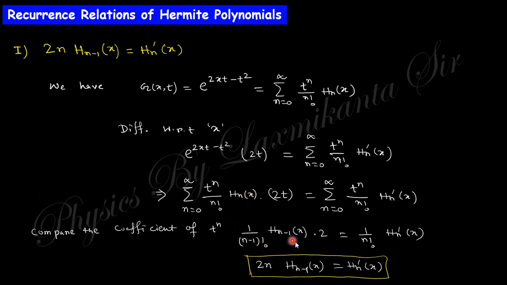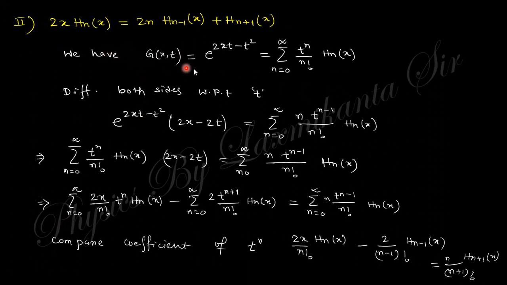That's why put here n minus 1, and t to the power n means you put n equals to n, so you will get this relation. I think it is clear about this recurrence relation. Next one will be like that: 2x hn(x) equals 2n hn minus 1(x) plus hn plus 1(x).